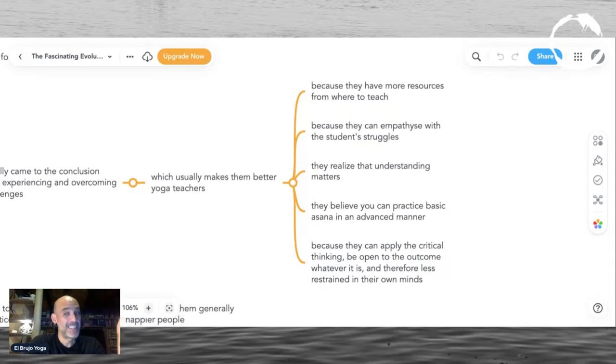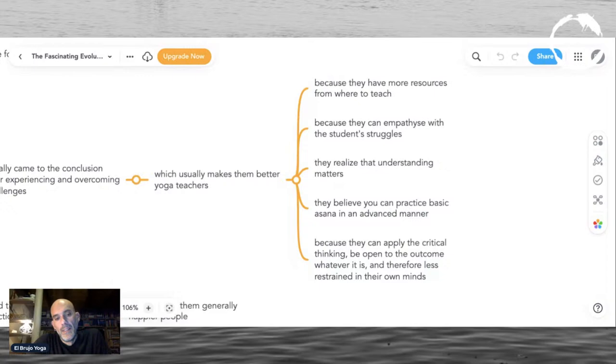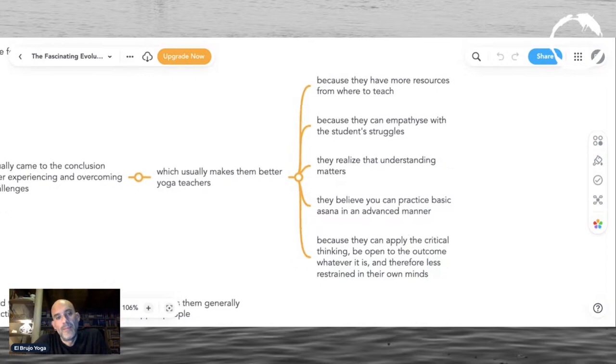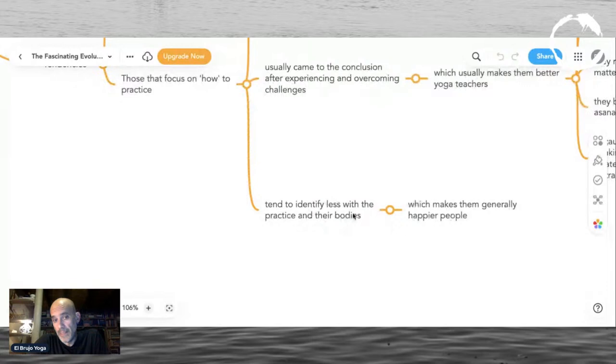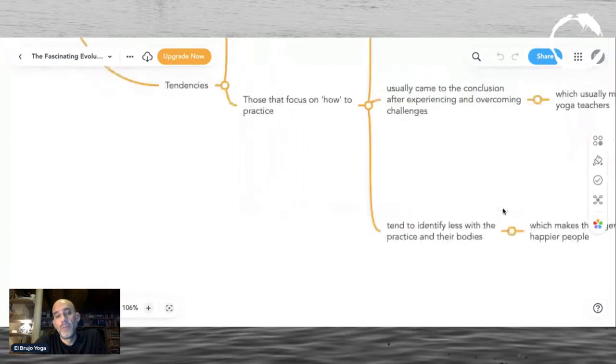This is something that is really powerful. And because they can apply critical thinking and be open to the outcome, whatever it is, they are therefore less restrained in their own minds. And lastly, they tend to identify less with the practice and their own bodies, which makes them generally happier people. So these will be the tendencies.